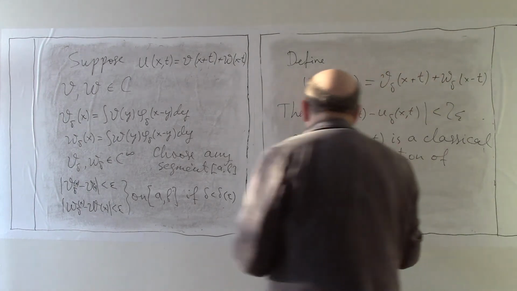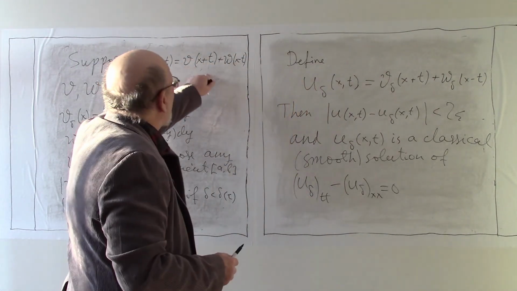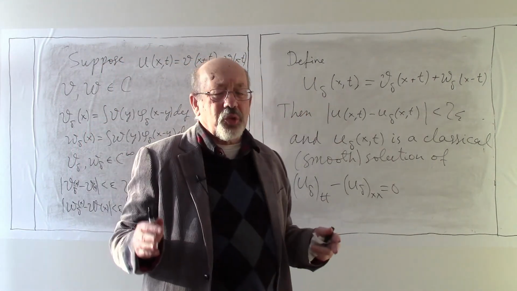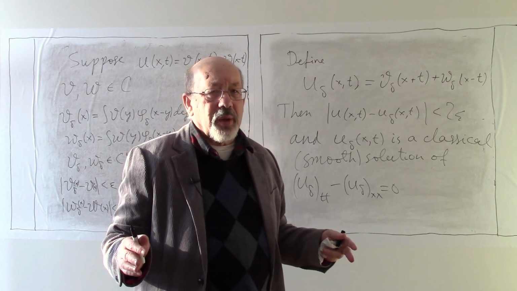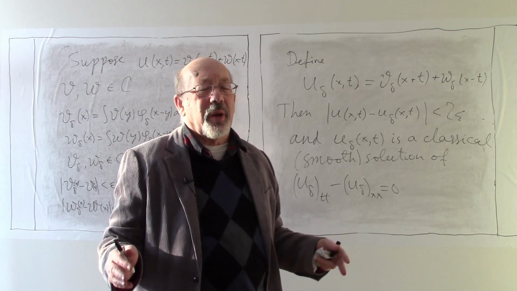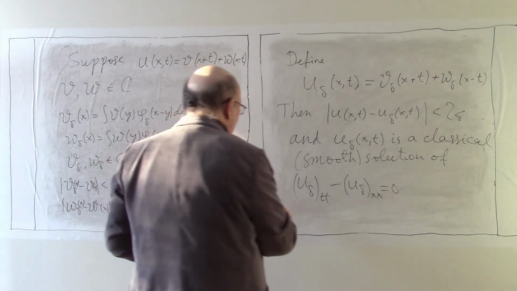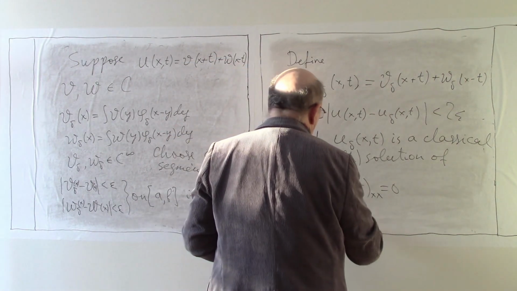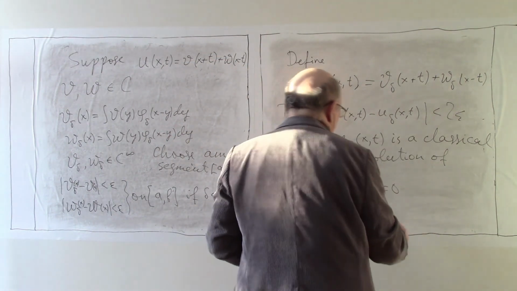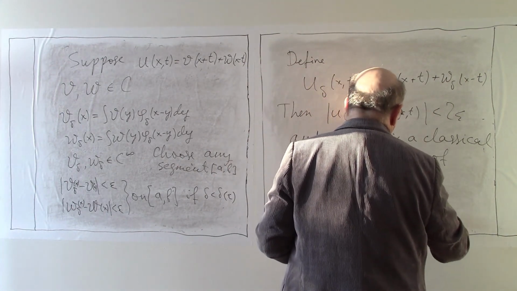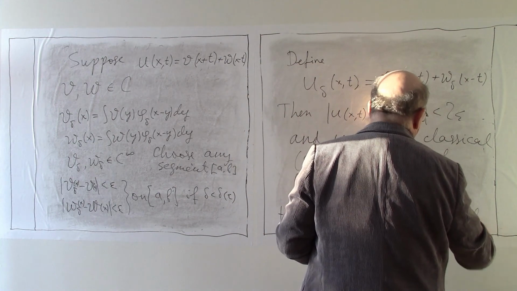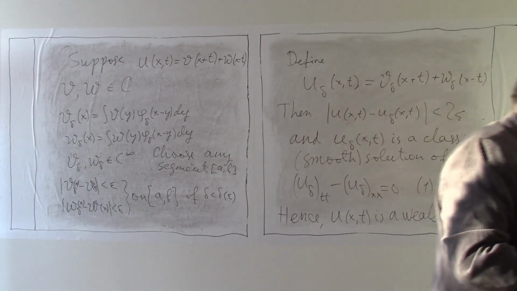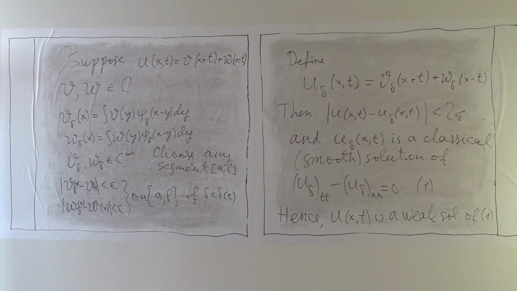So this means that this function can be approximated by the smooth function u_delta, which is a solution of the string equation, with arbitrary accuracy. This means that hence u(x,t) is a weak solution of equation 1. This is what I was going to prove today.